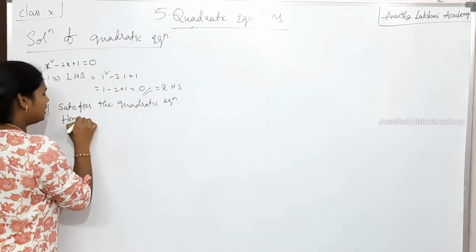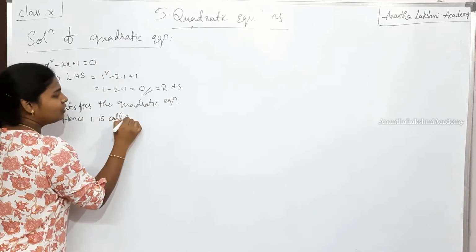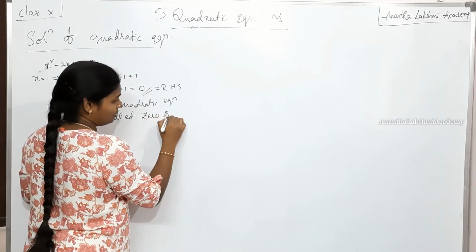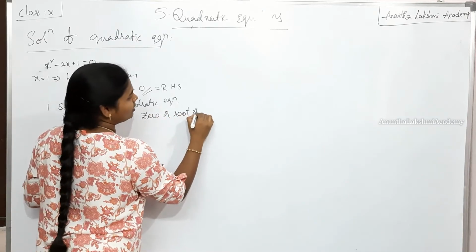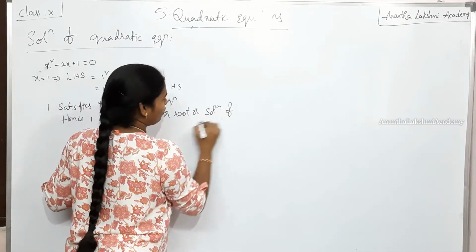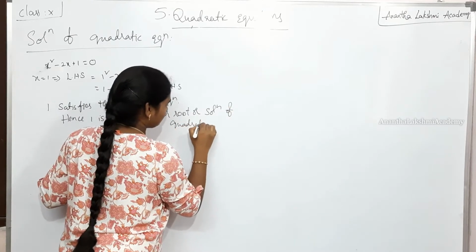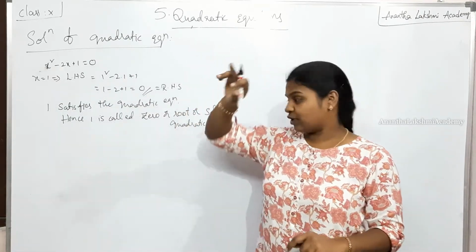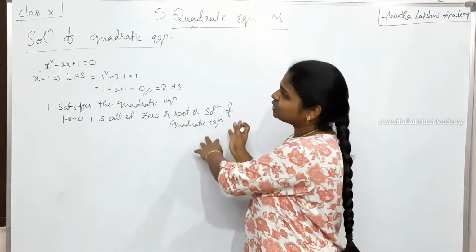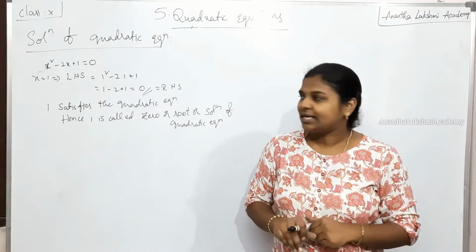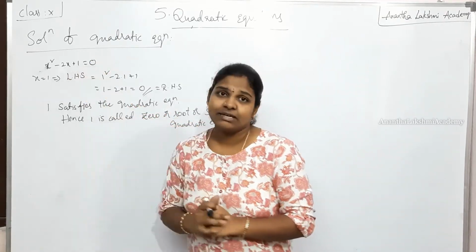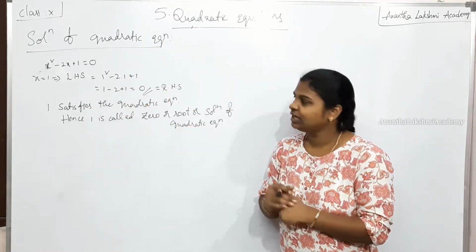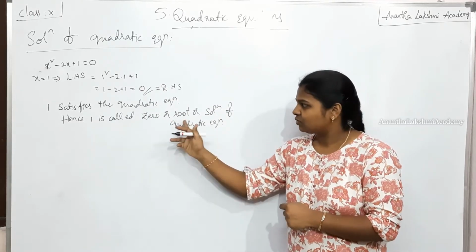Hence, 1 is called, how do we used to call it in polynomials? 1 is called a zero or root or solution of the quadratic equation. So how do we call this? Either zero in polynomials, root using factorization method, solution in this chapter. Now x square minus 2x plus 1 is equal to 0 is given to us, so whatever value satisfies this equation is known as a zero, root or solution.